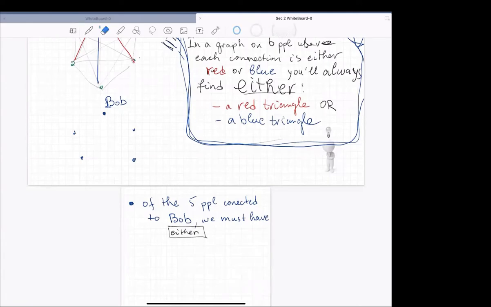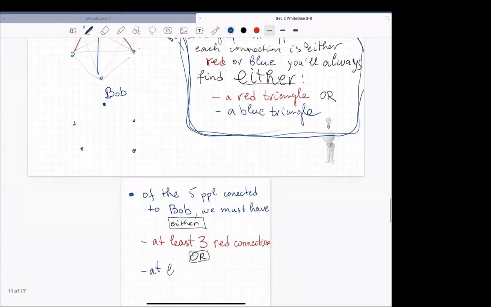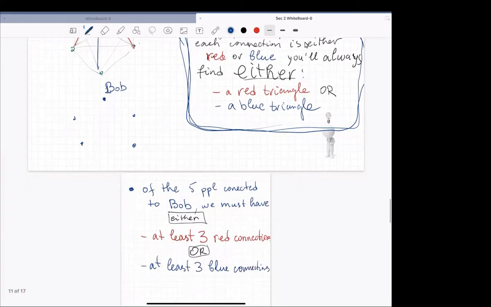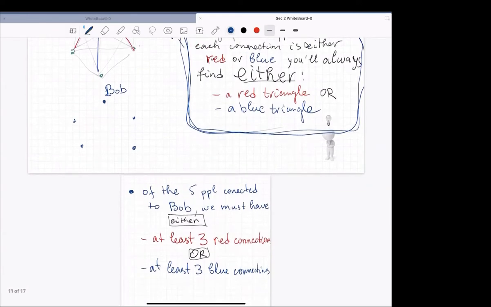at least 3 red connections. So these are all possible connections emanating from Bob, or at least 3 blue connections. Now we want to make sure that this makes sense to all of us. Why should that be the case? What is it claiming?